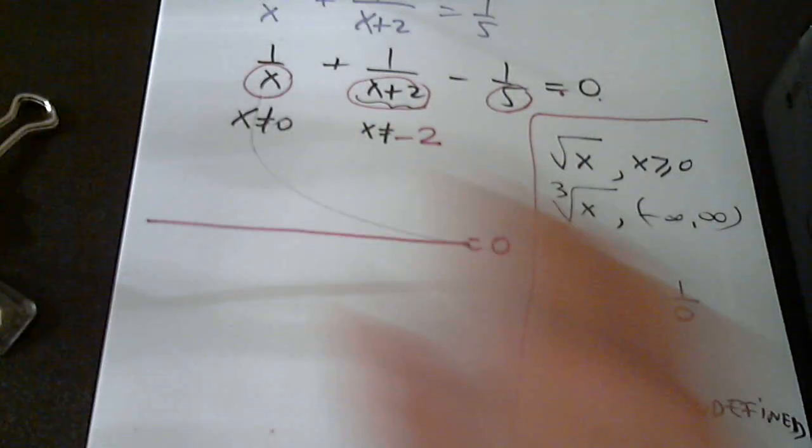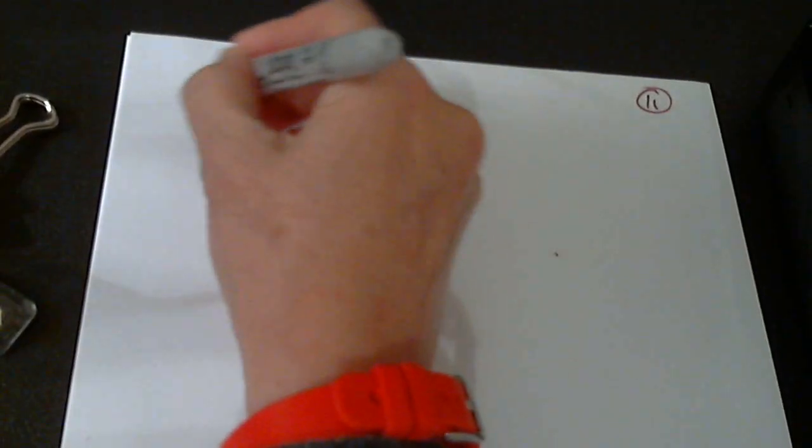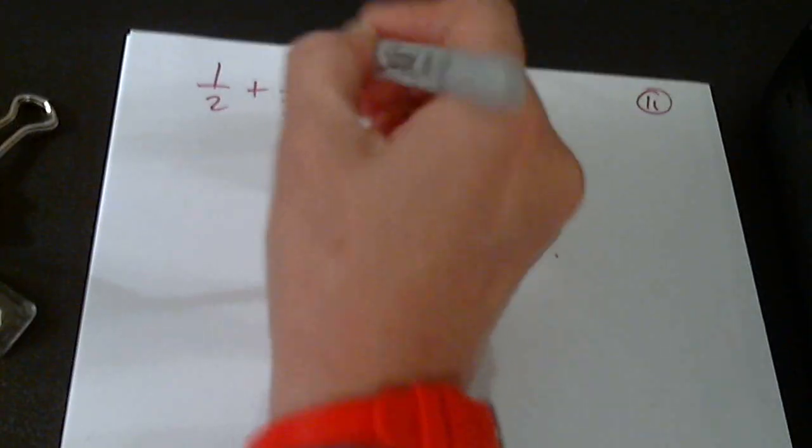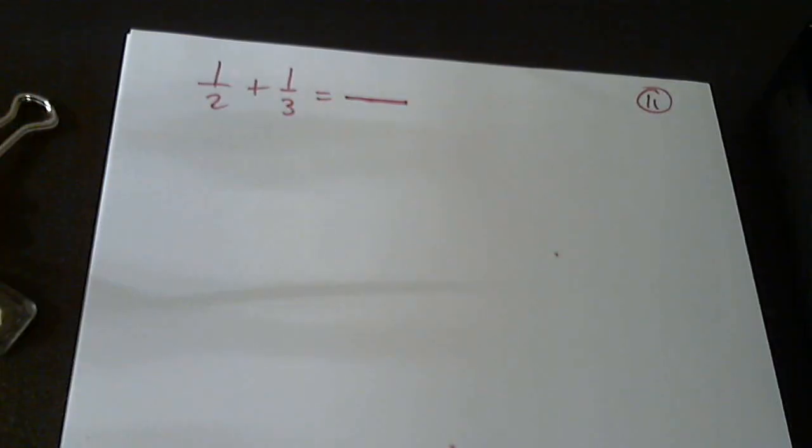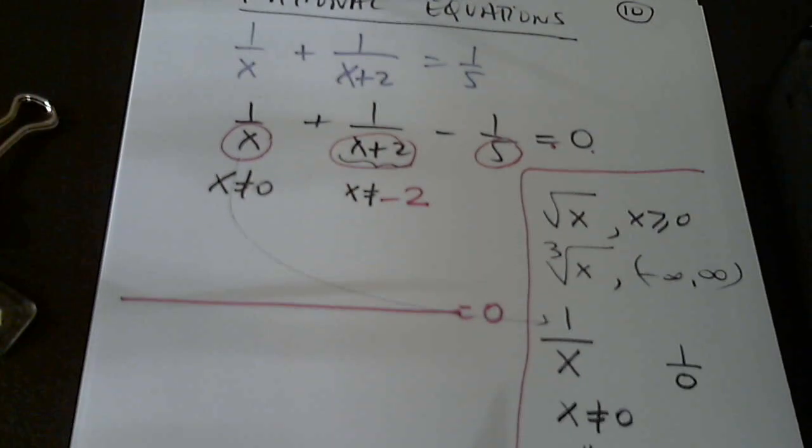So let's take a look. If I want to add 1/2 to 1/3, they have nothing in common. What will be the least common denominator when they have no common factors? 6? Exactly. That's why I covered them up, just to give you a hint.